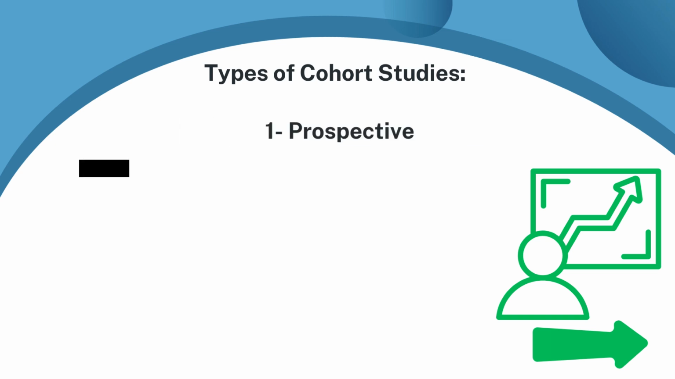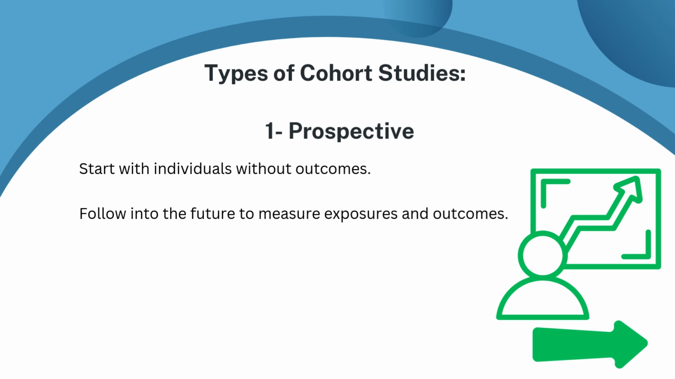In prospective cohort studies, researchers start with a group of individuals who don't have the outcome of interest, for example, heart disease. These individuals are then followed into the future to see who develops the outcome. This design measures exposures before the outcomes occur, establishing a clear temporal relationship. Then, what are the advantages of prospective studies? They allow researchers to establish a timeline between exposure and outcome. Since data is collected in real time, there's less recall bias. Researchers have more control over how data is collected, ensuring consistency and accuracy.